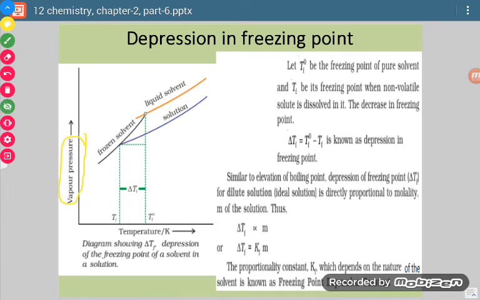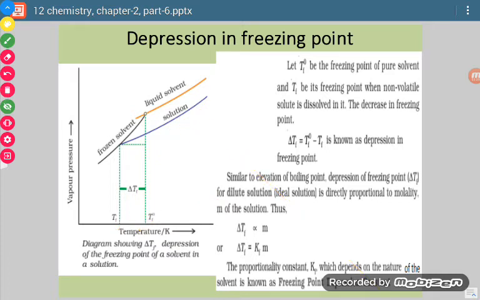If we plot a vapor pressure versus temperature graph, then it is like this. See, this line represents solvent, this line represents solution, and this line represents frozen state. Now our pure solvent freezes at this temperature. This is the temperature at which pure solvent freezes. Now see, we will write it as Tf naught. Naught stands for pure solvent, Tf stands for freezing point temperature. Now this is the freezing point temperature of solution.